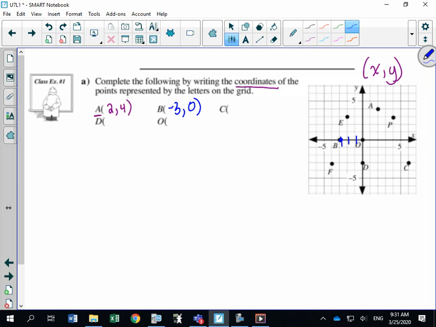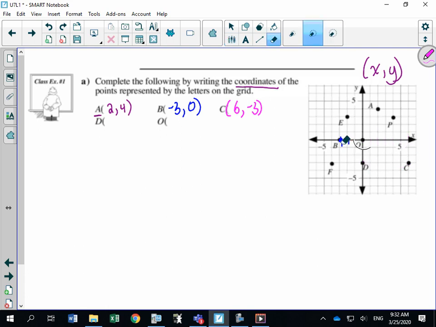C, which is down here. Okay, let's figure out C. So my x coordinate from 0, I go 1, 2, 3, 4, 5, 6, comma, minus 1, minus 2, minus 3. So 6 comma negative 3, that would be my C coordinate.